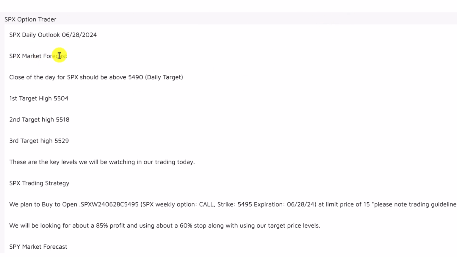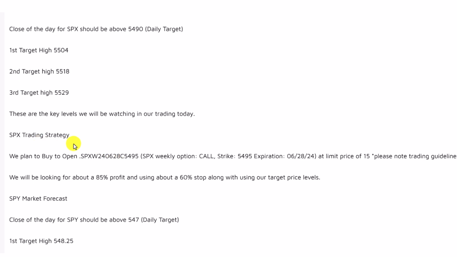First information here is the market forecast. And first we're going to see the SPX market forecast and then the SPY. So first is the SPX. We have a close of the day for the SPX should be above 54.90, and we see the daily target there. That's telling us that the forecast is for an up day, and the forecast is that it should close above that level. And then we see a first target high, a second target high, and a third target high. These three levels are all very important to watch as the trading day progresses.